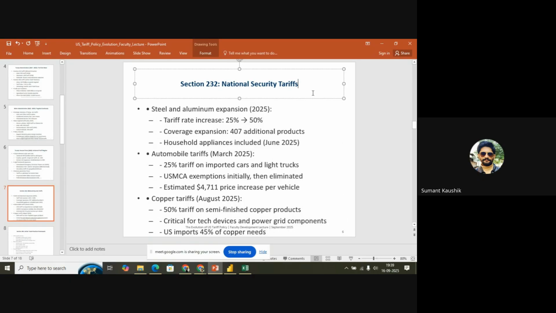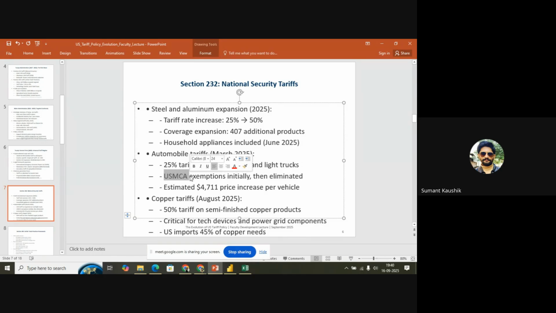So, as per National Security Tariff Section 232, to expand its domestic production, the tariff rate increased from 25 to 50%. It included 407 additional products under the ambit of this tariff rate. Then household appliances were also included in June 25. Now the automobile tariffs from March 25: a 25% tariff being imposed on imported cars.